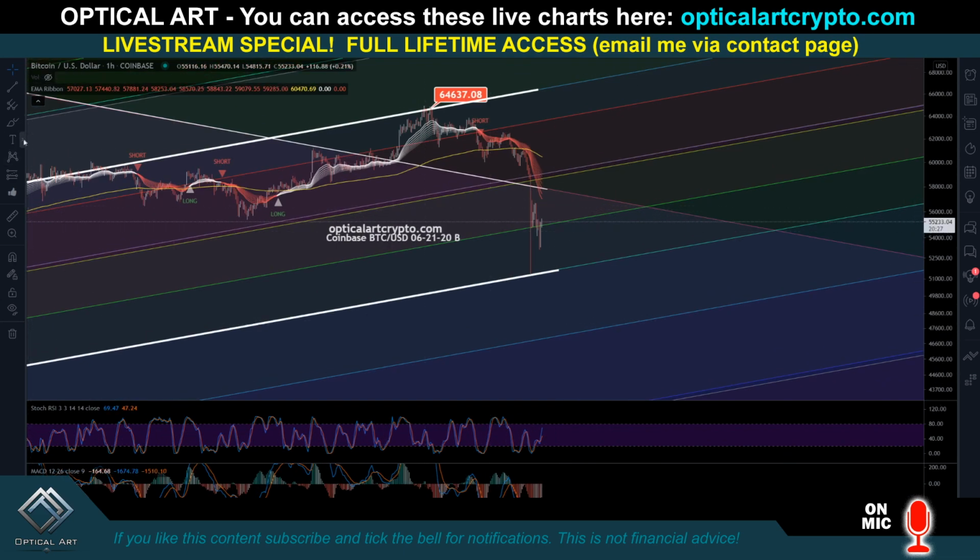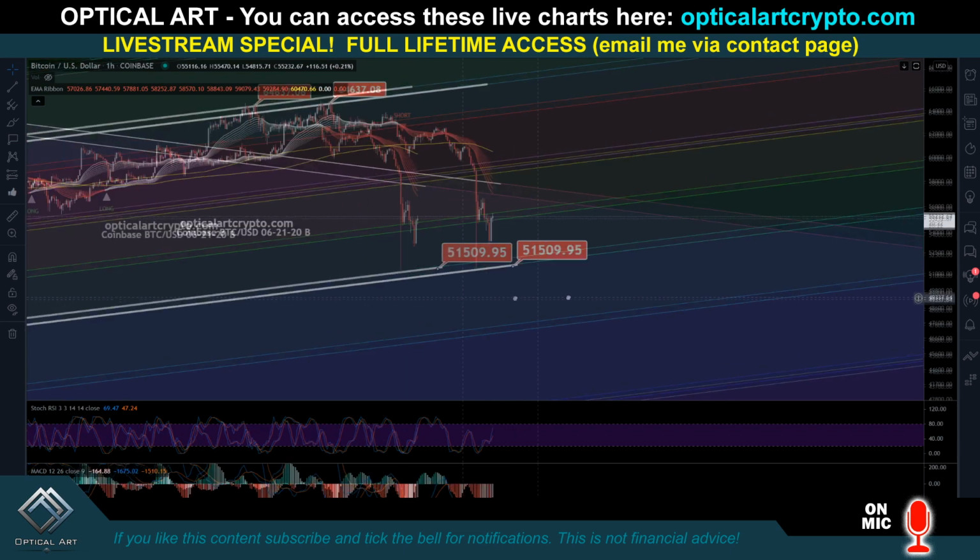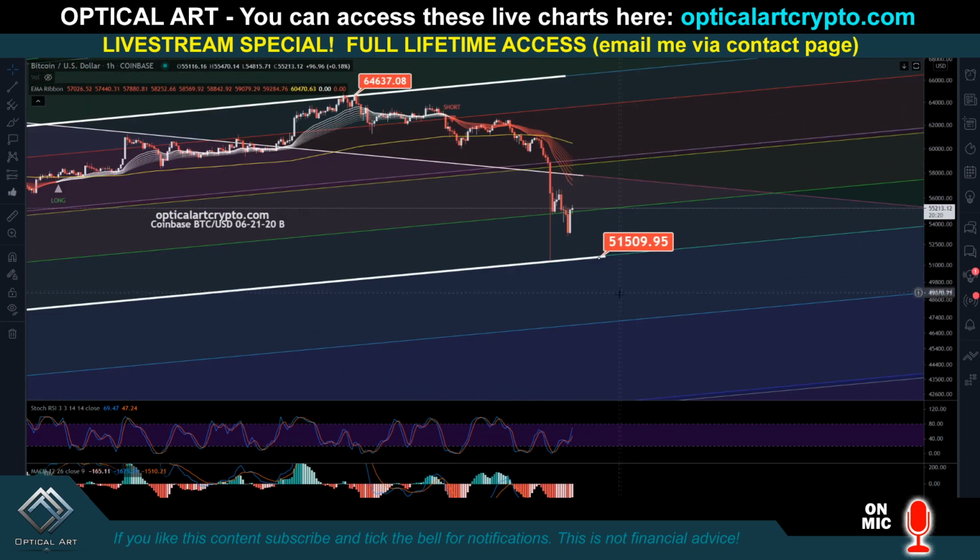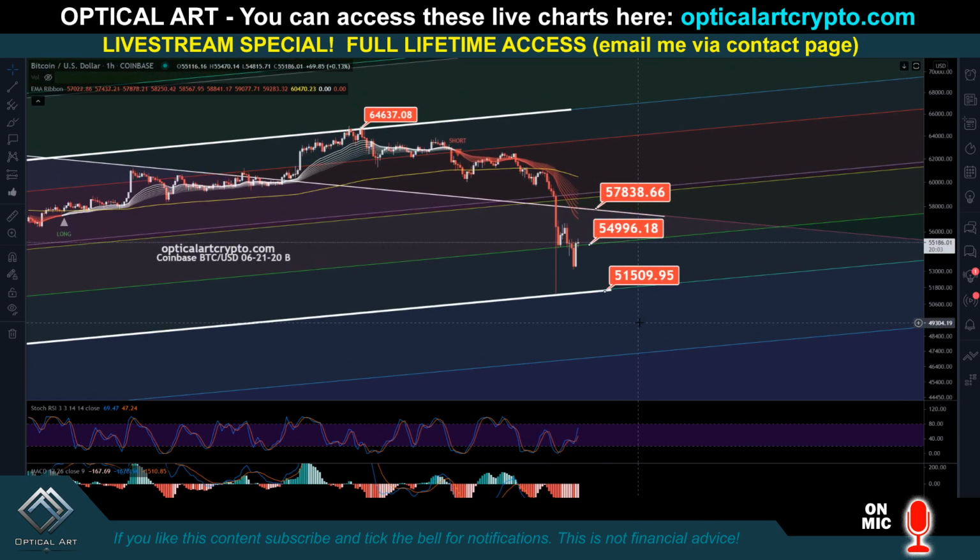So let me tell you, your current support right now, if we break it right here at 51,500, we're going to be coming down much lower. You want a very strong resistance level to pay attention to? Right here, this line. This is going to be strong resistance. So if we push up, I would take my profit at potentially 57,838. Currently, your support right now is right here at 54,996.